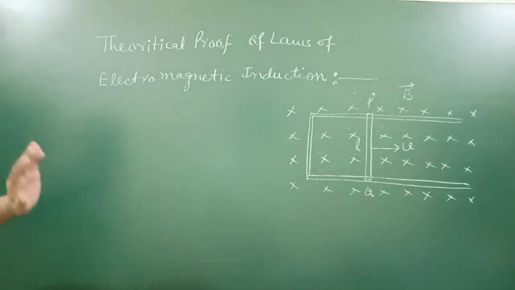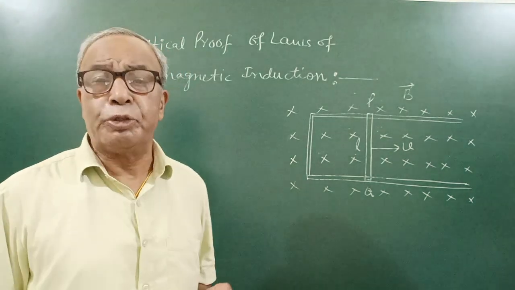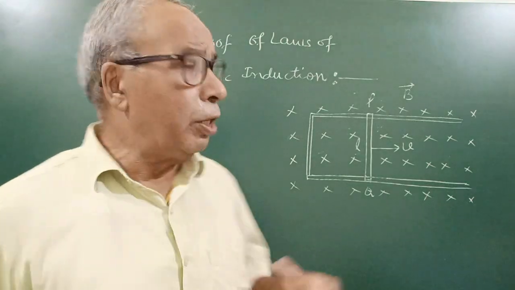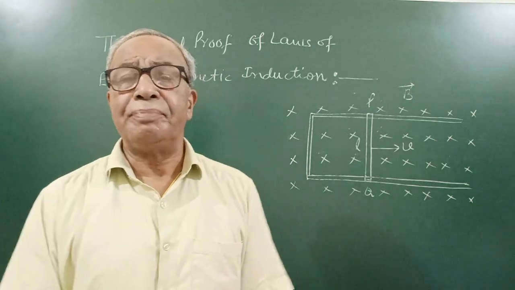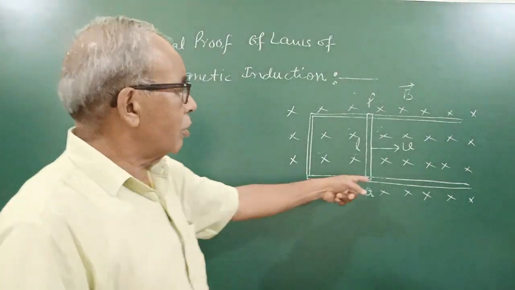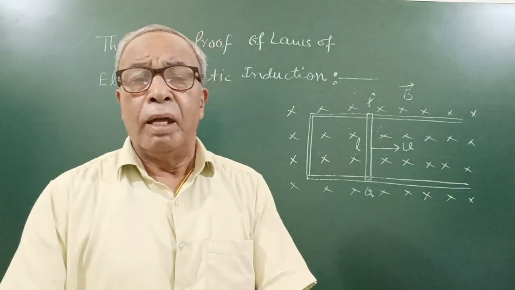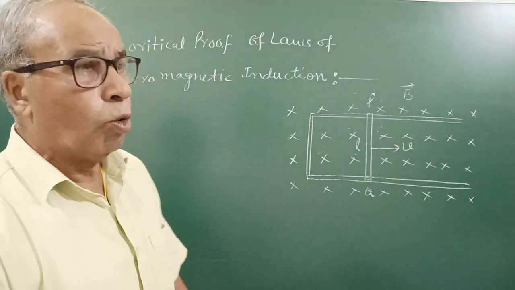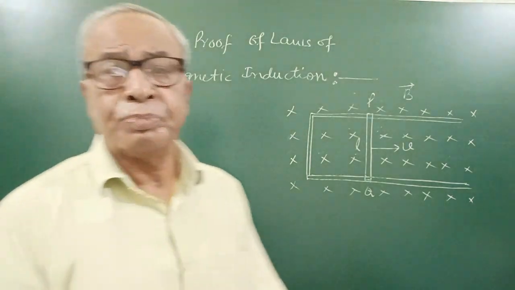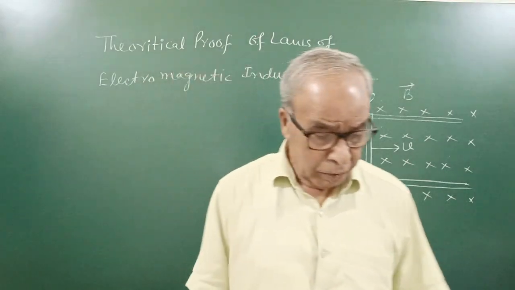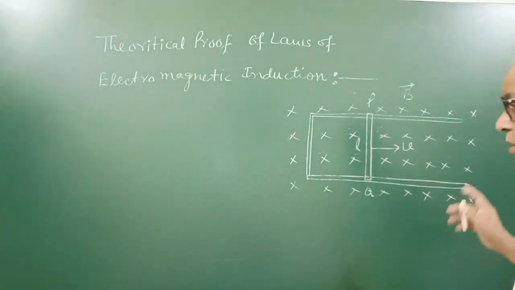Now here I will prove theoretically why the EMF is induced and how the current flows in the conductor. While proving E equal to BLV, I ask you, why will current flow? So all these things will become clear. And the definition of electromotive force, which has been misinterpreted almost in every book, I am sorry to say. So today I will explain this.